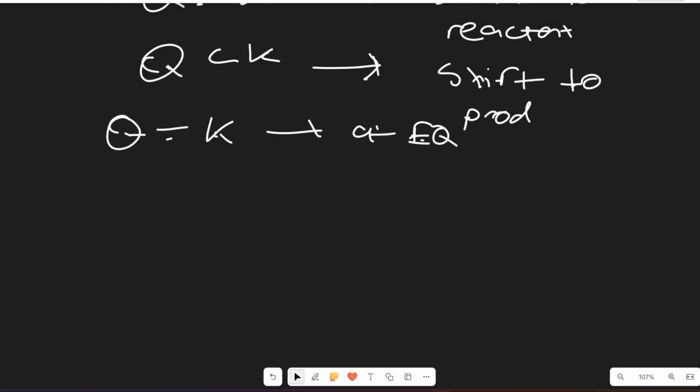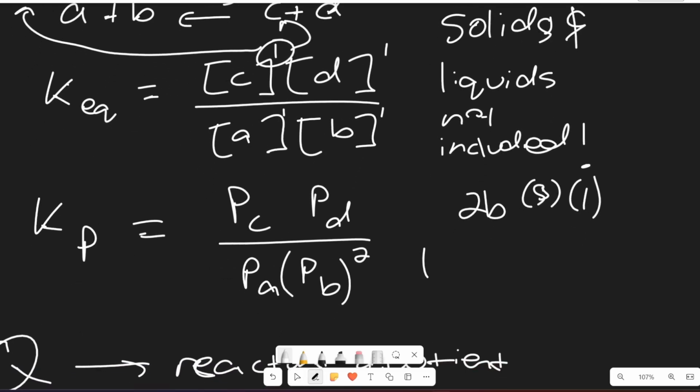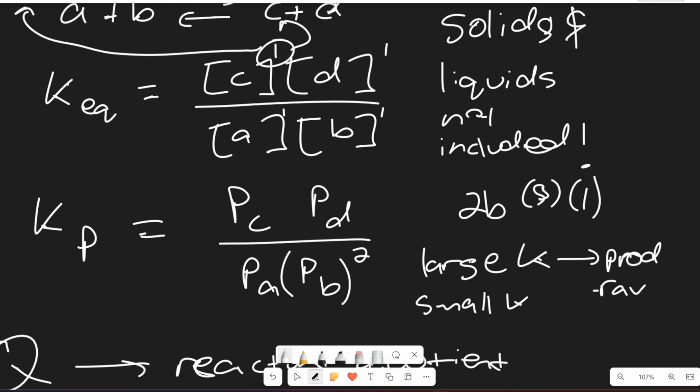And then one other thing to mention, you probably already knew this, but a large K means that we are obviously product favored, because it's product over reactants, and the more product we have, the higher the K value. So I'll just say product favored, and then a small K would essentially mean we are reactant favored. So pretty basic stuff here, simply just a lot of plugging in and stuff like that.